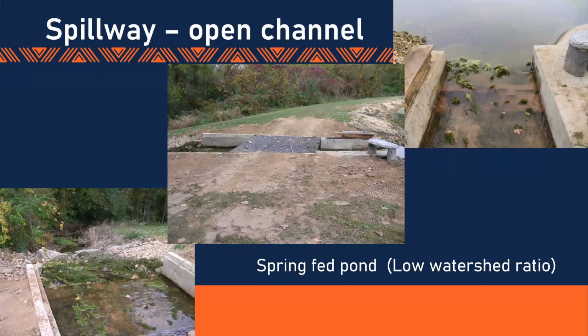Another way to do a spillway is the open channel. Here's an example of one. Kind of a neat setup. This happens to be one that was designed for recreation primarily. Unique in that it is a fairly low watershed ratio, but they had a really nice spring on the property that was already creating a small natural pond, and they just built upon that feature of it.